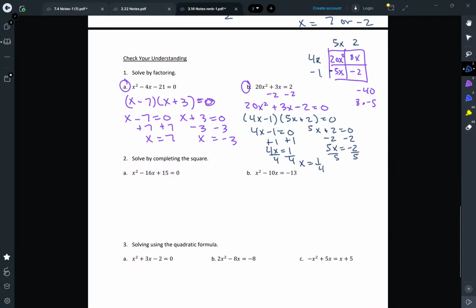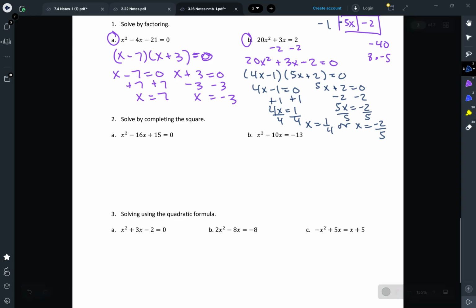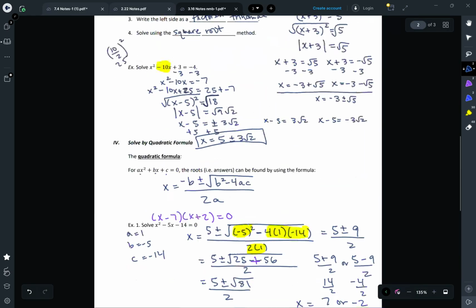So we've got x equals 1/4 or x equals -2/5. All right, go ahead. The next two we're solving by completing the square. So let's review those steps really quick before you try it on your own.